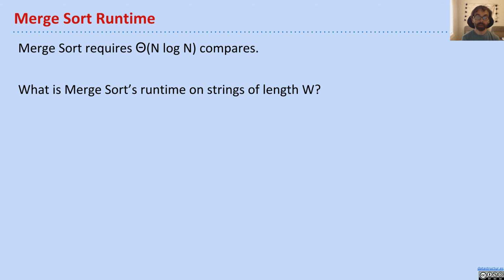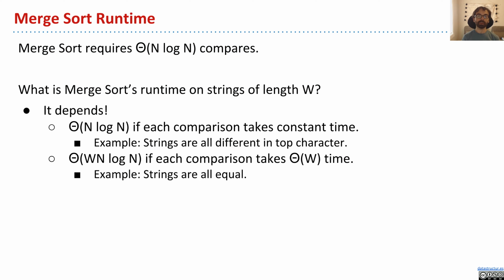Okay, so my answer is that it depends. It depends on the structure of the strings. So if the strings are very different, that is, they're all different in their top character, then each comparison would take constant time, and the overall runtime would be theta n log n. Now, if instead all of the strings are equal, or very, very close to equal, then each comparison is going to take theta w time. And so the overall runtime would be theta w n log n.